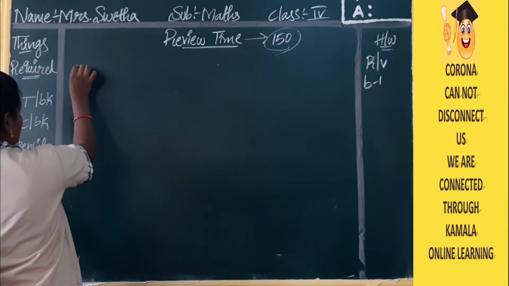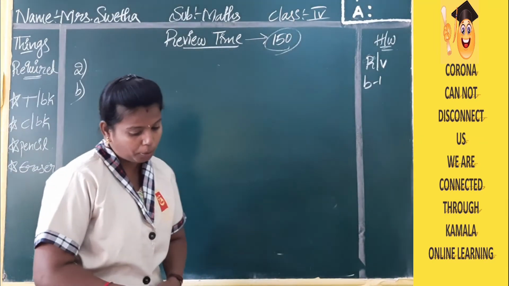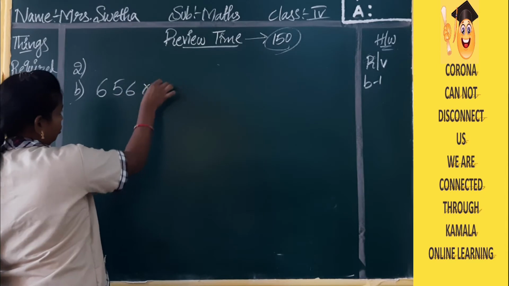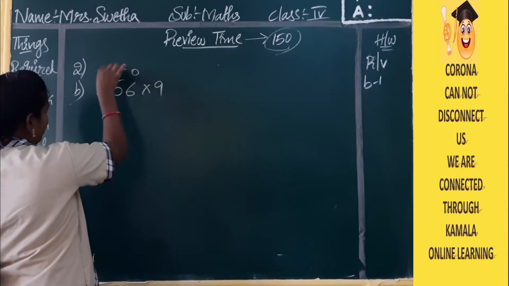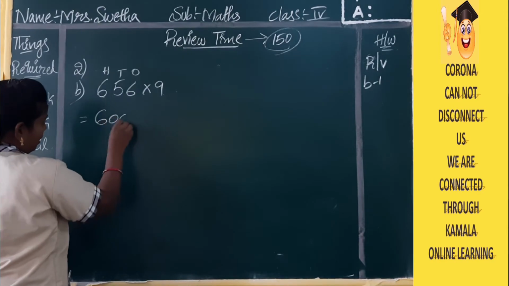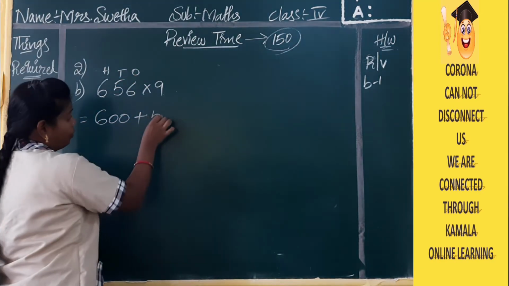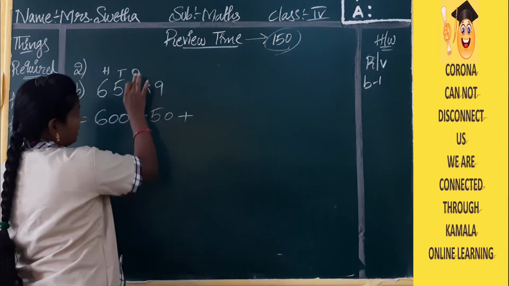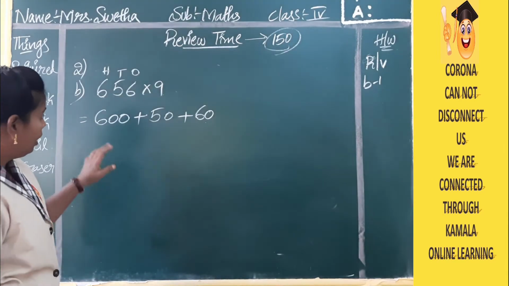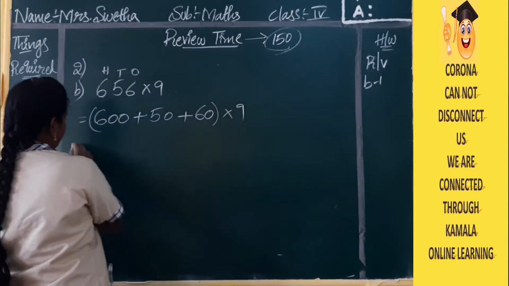Very easy problems. If you know your tables, you can solve this problem very easily. 656 into 9. So expand this number according to the places. 6 is there in the hundreds place, so 600, plus 5 is there in the tens place, so 50, plus 6 is there in the ones place, so 6. Now you have to multiply all of this by 9.